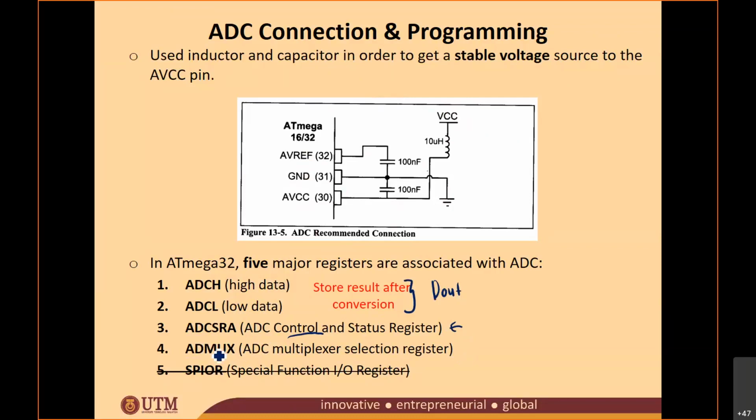Later we will see what we are going to do for the ADMUX. And last but not least is SFIOR, the special function IO register. But for this course, we only focus on these 4 registers. The SFIOR we will exclude from our syllabus.